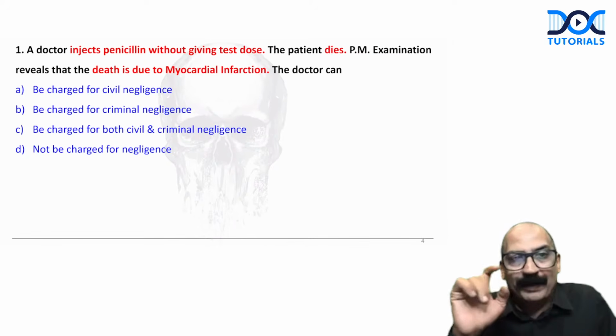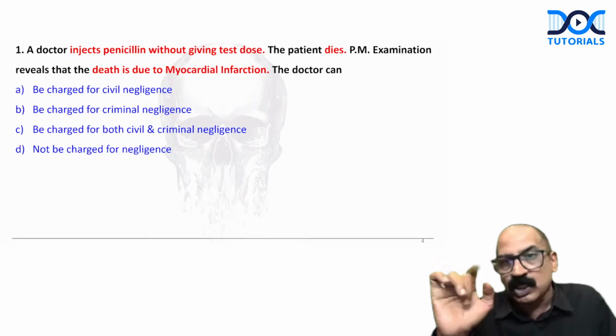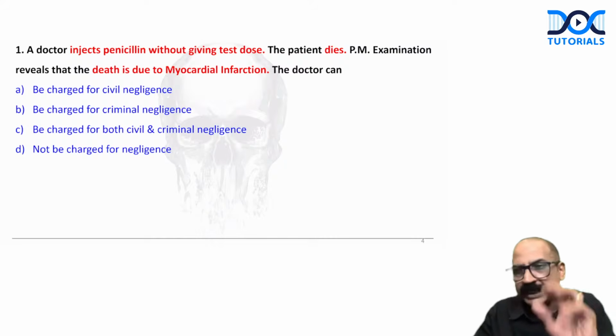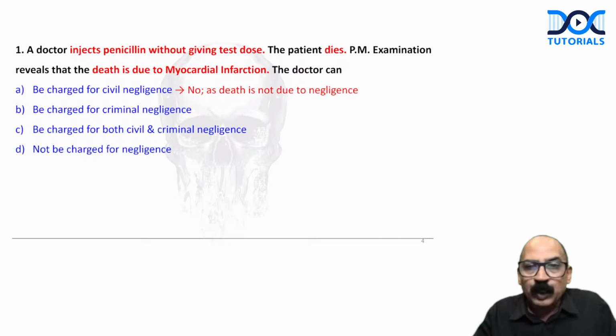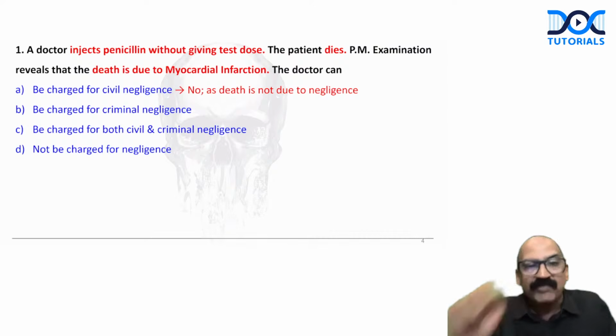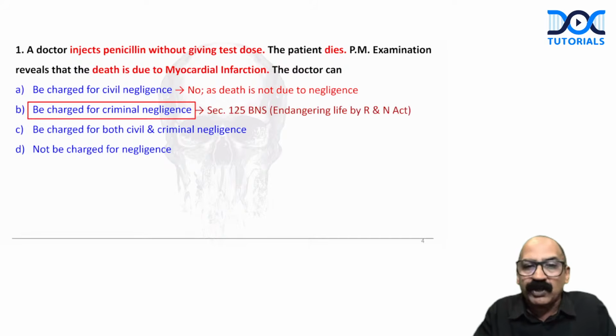He did not die because of the complication of penicillin. Even otherwise, he would have died by myocardial infarction. So his wife or any nearest kith and kin cannot ask for compensation. So we charge it for civil negligence, means civil suit for compensation. No, that is due to negligence. What about criminal negligence? I told 125 BNS. Endangering the life. By his negligence, he would have endangered the life of the person. So he can be charged for criminal negligence as per section 125 of Bharatiya Nyaya Samhita.